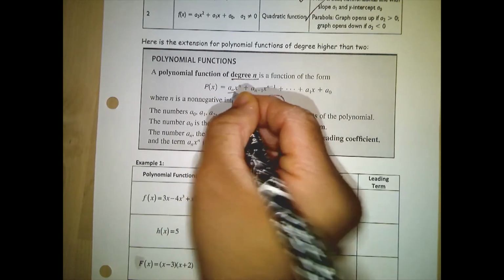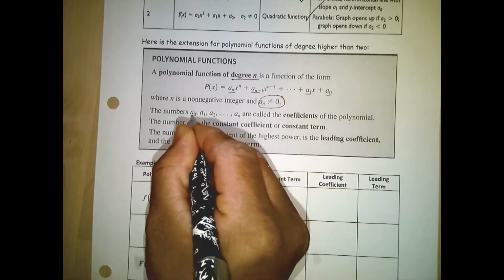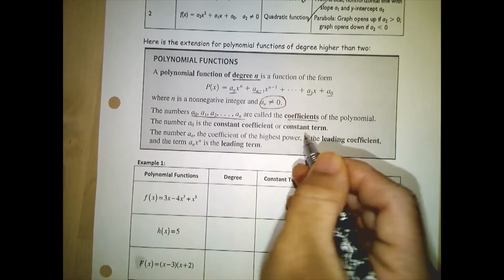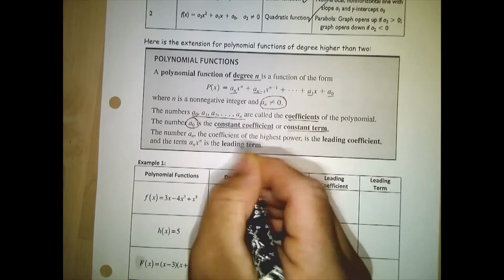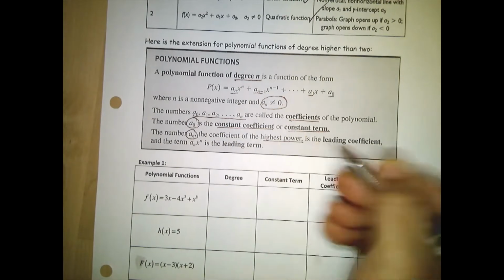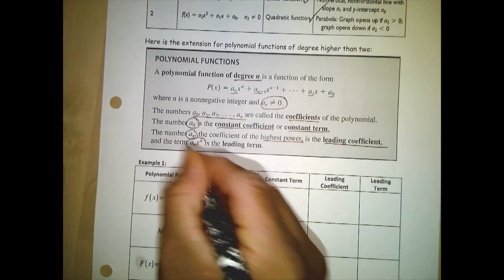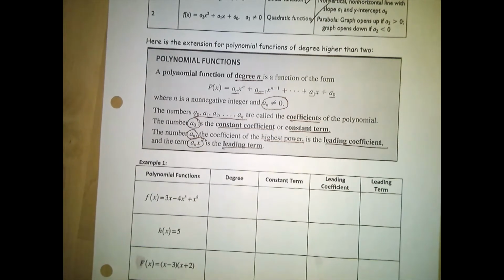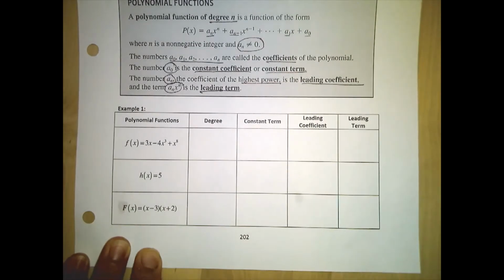So these a_n, a_{n-1}, ..., a_1, a_0 are all the coefficients of the polynomial. a_0 is the constant coefficient or the constant term. The a_n is the coefficient of the highest power, or the leading coefficient. And a_n x to the n is the leading term. So let's do some examples of identifying these different items in each of these polynomial functions here.